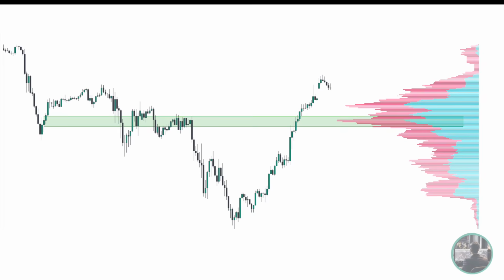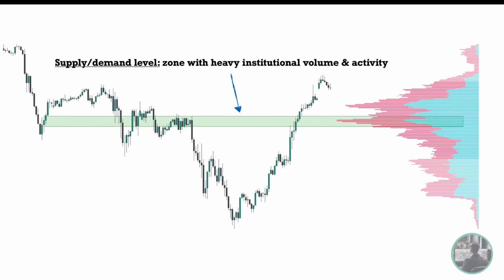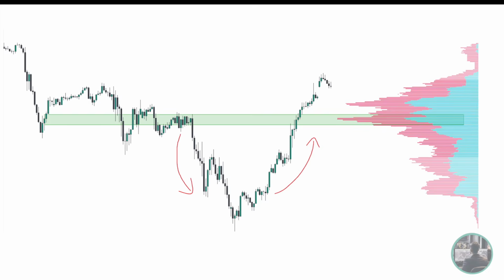But real levels don't need to be redrawn, because let's think about what a supply and demand level actually is. It's a zone with heavy institutional volume and trading activity, and these types of zones are responsible for major moves in the market because institutions are the only ones with the liquidity to actually do that. The rest is just retail traders making insignificant moves, and that's mostly noise and chop. But the actual large and serious moves are just institutions moving from one supply and demand level to another. And these are levels that don't expire.